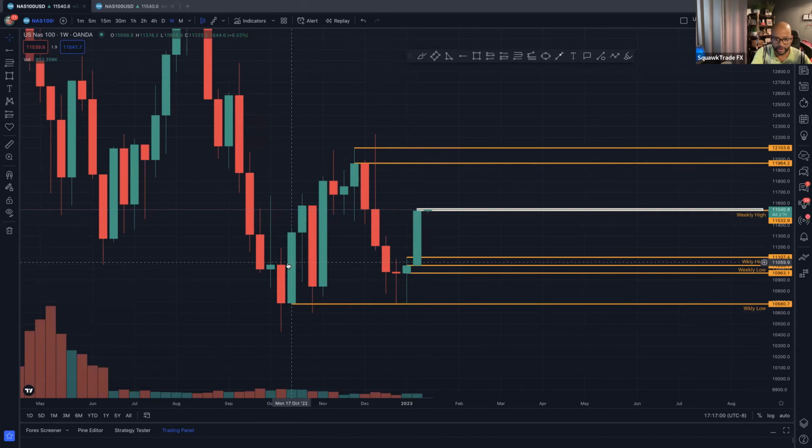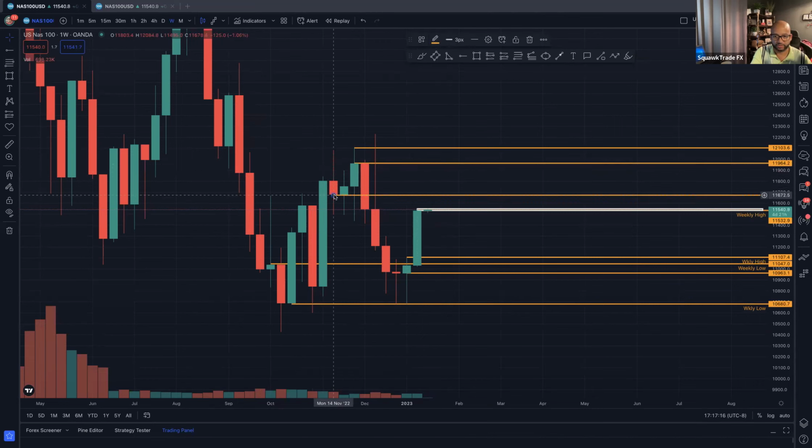Right, this is how I'm marking up. I can see that this level was respected, so I'll draw this back here. I'll just pull it back. Right, I continue with this exercise until I get enough zones.